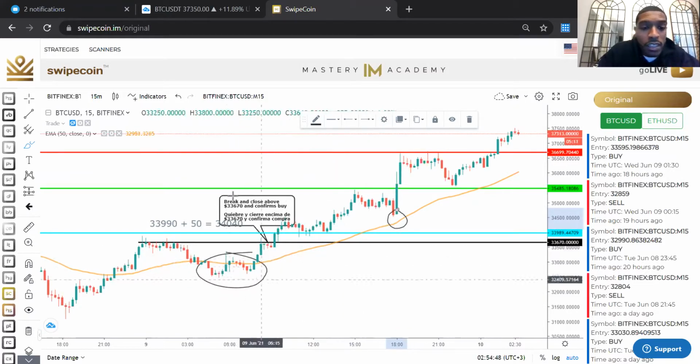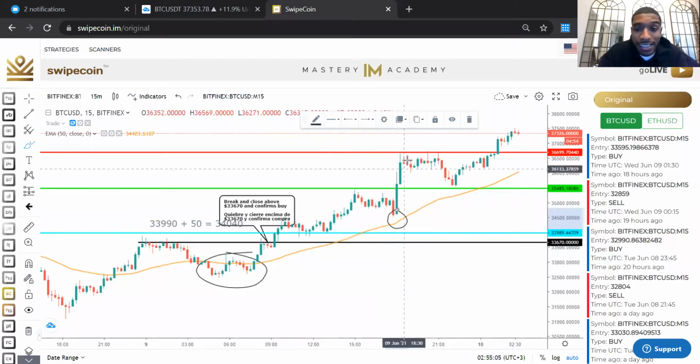If you don't want to risk this much, another good spot would be this line that they wanted it to break and close above. That could work as a stop loss as well. And again, you would have got nowhere near the break and close line. It would have never even touched your stop loss, would have never even gone down there. You would have just had instant profits. These are things that you want to keep in mind.